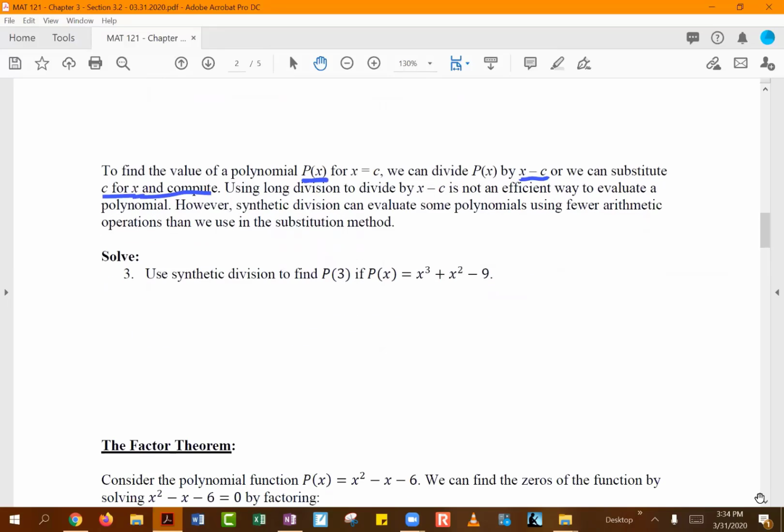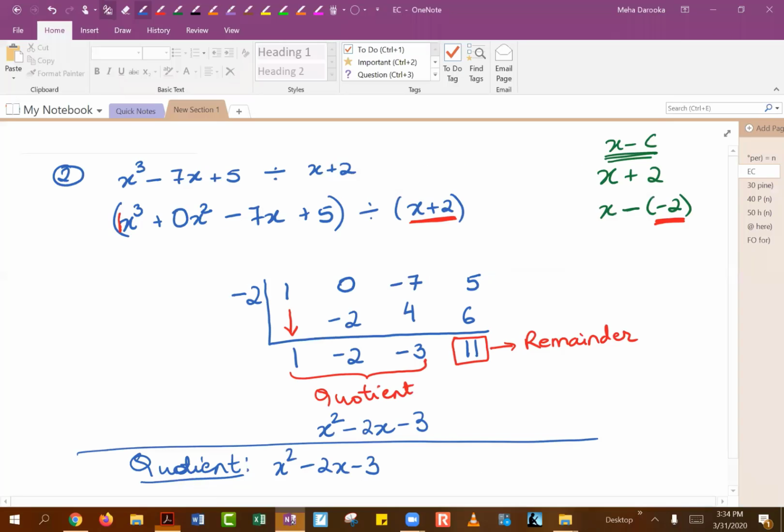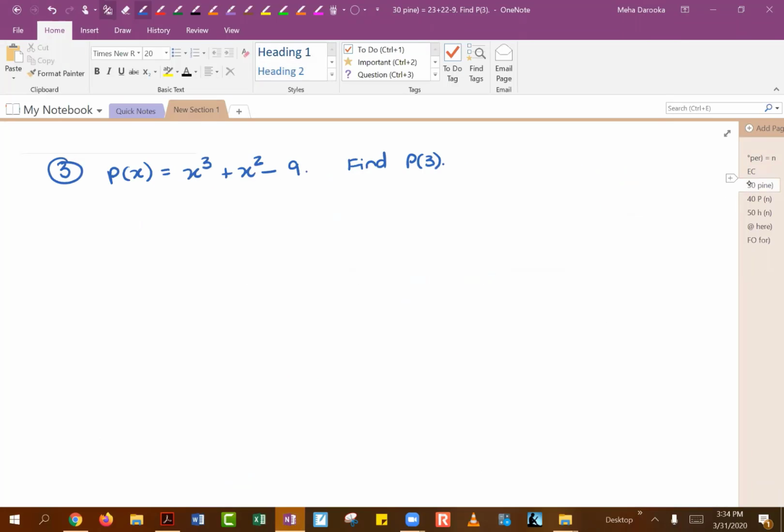All right, we've got another example here, guys. They are saying use synthetic division to find p of 3 if p of x equals x cubed plus x squared minus 9. So let's take a look at this example. You should notice again that we do have a missing term. I have x to the third power, I have x squared, but the missing term is the x term. So for that x term, you can write it as 0x and then minus 9.